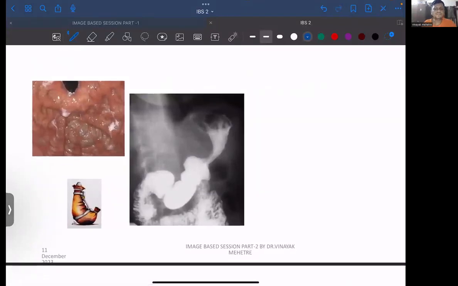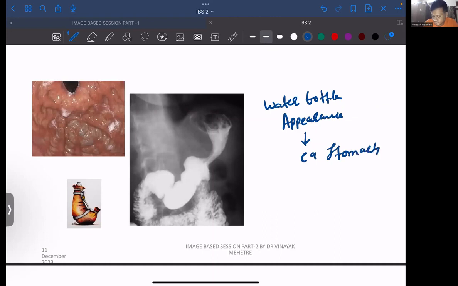What is this? Yes, linitis plastica. इसी को बोलते हैं हम water bottle appearance, seen in cancer stomach. इस तरह की दिखती है. Water bottle appearance is seen in cancer stomach.